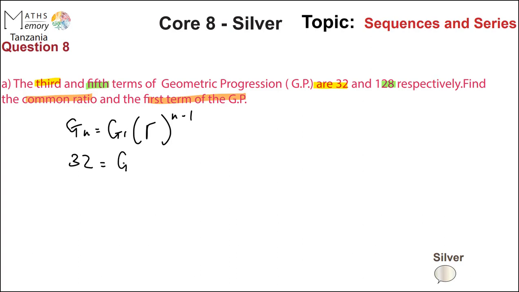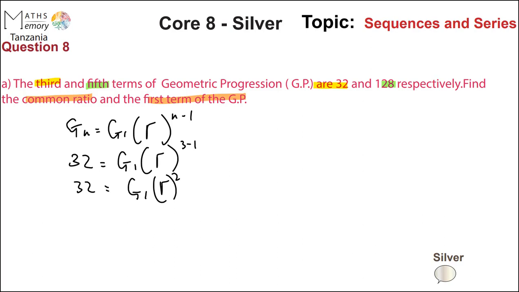32 is G1. We don't know that. We don't know what R is as well. We do know it's the 3rd term, so 3 take away 1. Okay, I'll put 3 take away 1 over here. So 32 equals G1 and R squared.